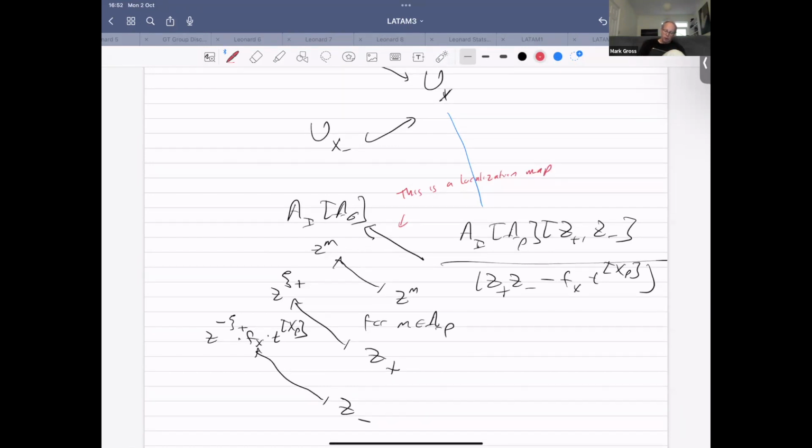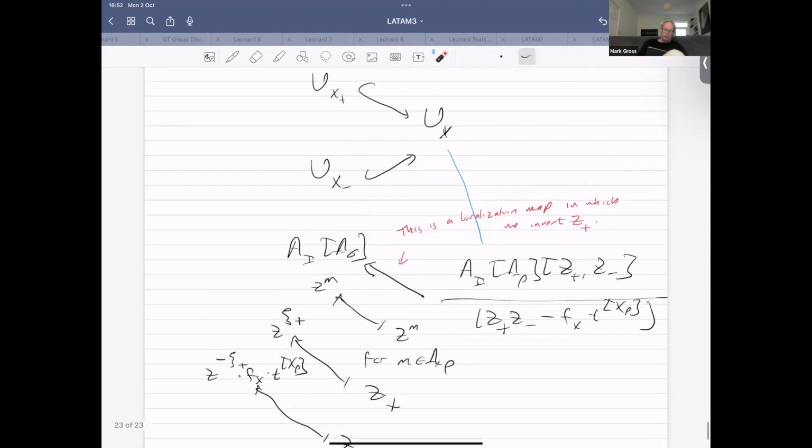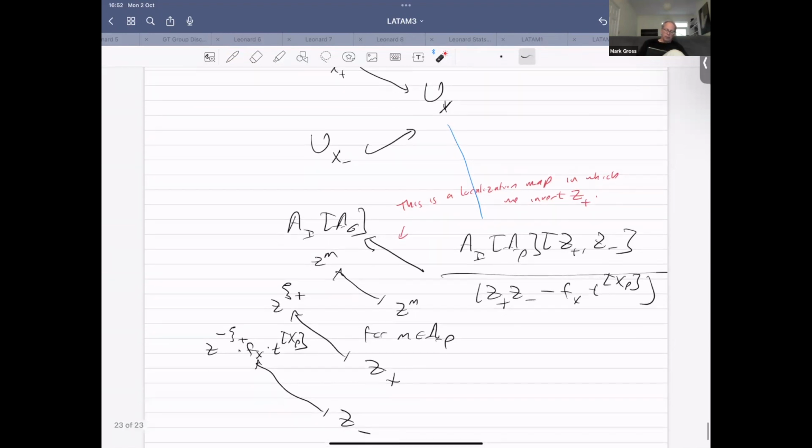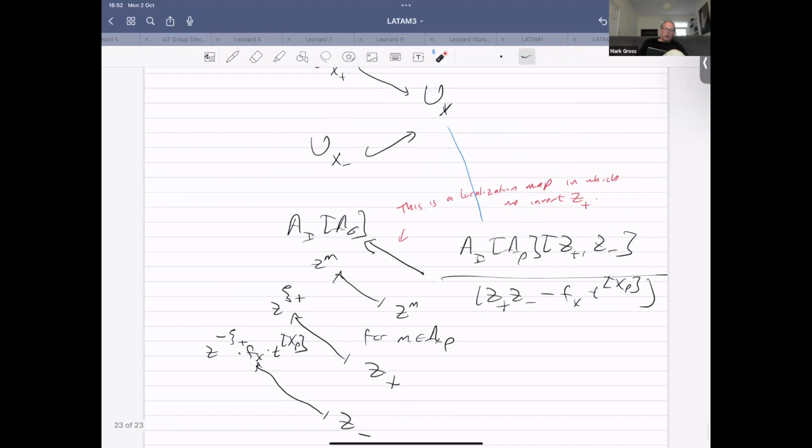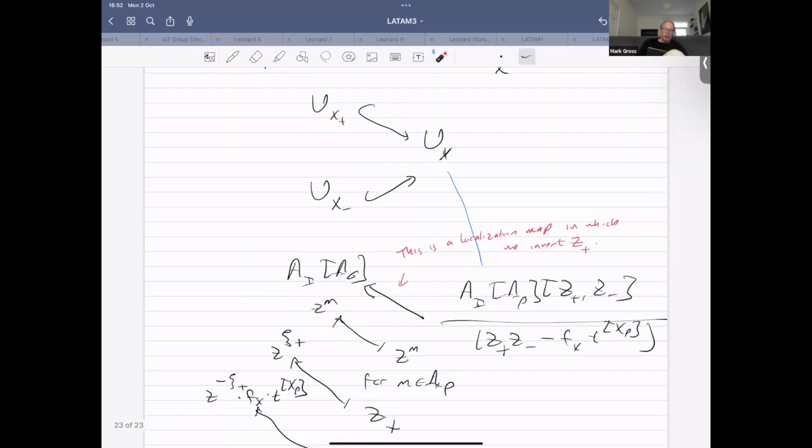In which we're simply inverting z minus. Or maybe I should say invert z plus. And that means that this map, the corresponding map of spectra, is just an open embedding. Okay, so that allows me to describe ux plus as this torus sitting inside here, and I have a similar map for ux minus.